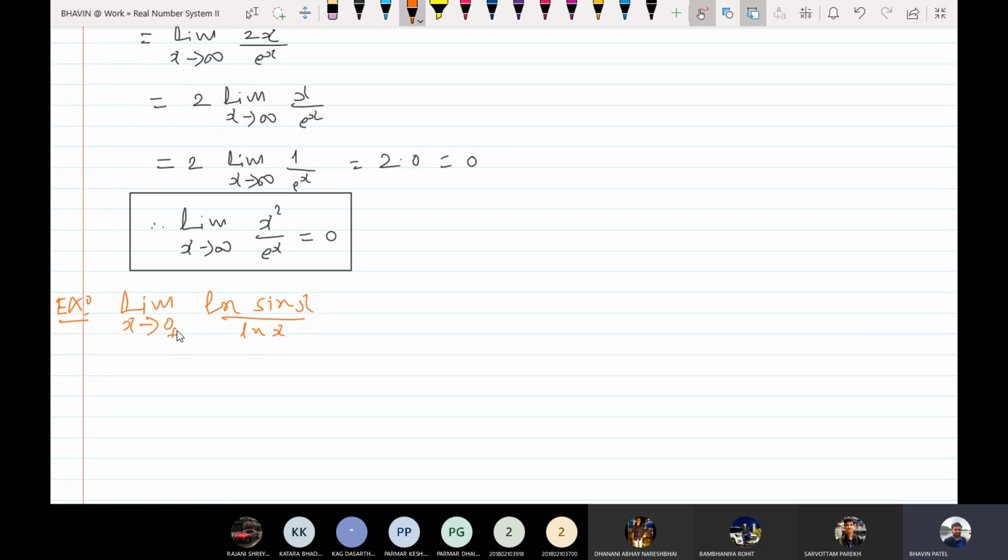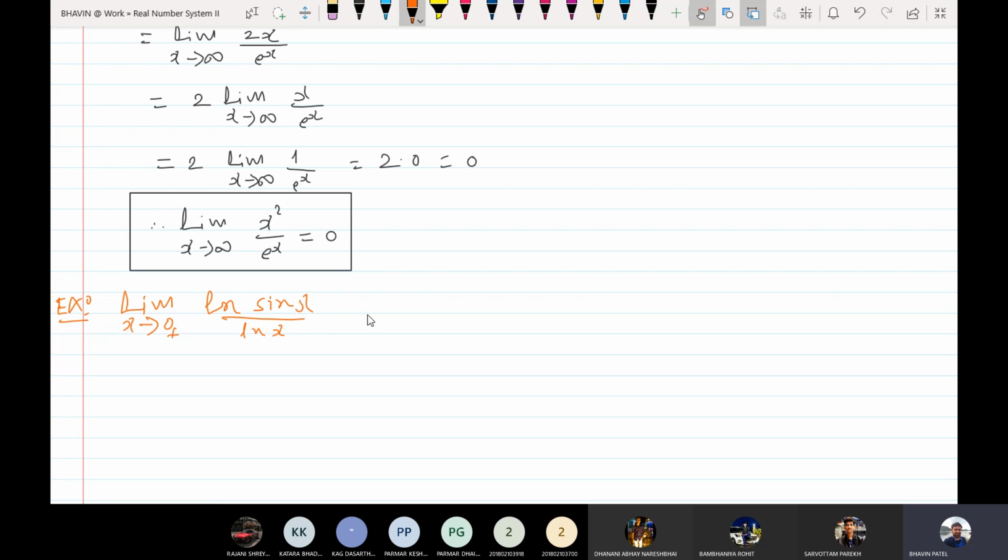Why have I taken the limit from the right side? The reason is this: you cannot define log function for negative numbers. So we are approaching 0 from the right side. Otherwise there will be a problem in the definition. In the neighborhood of 0, if x is positive, sin x is positive. Sin is positive from 0 to pi by 2. So we can say that in the neighborhood of 0, sin function is positive. So ln sin x makes sense.